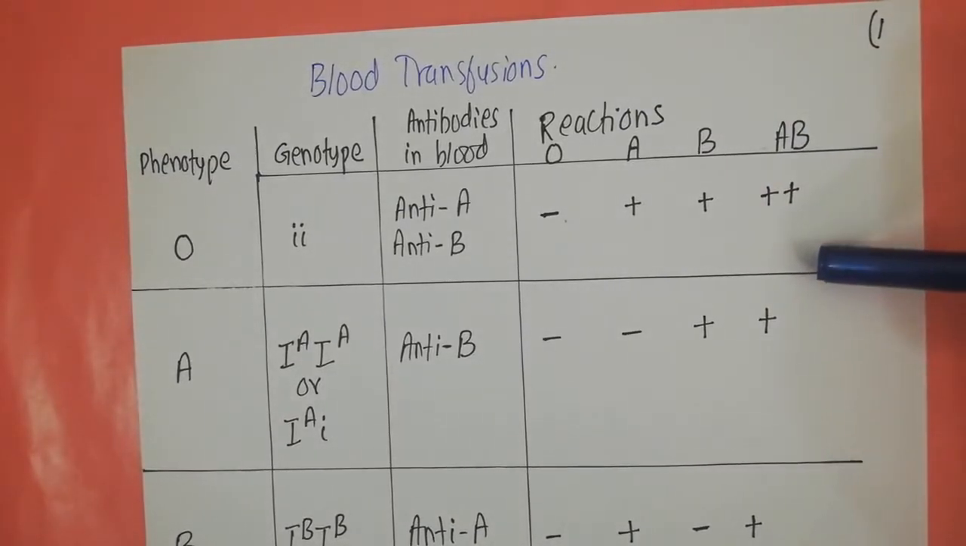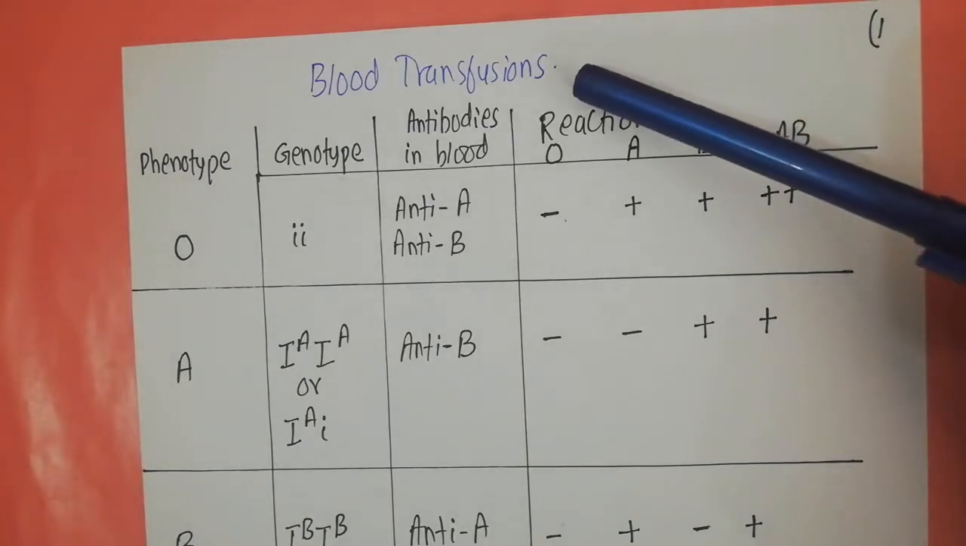Now this video is actually a continuation of the last two lectures where I told you about multiple alleles, and we were taking the ABO blood type as an example of multiple alleles. If you want to know about the basics of multiple alleles in the ABO blood type, you should see those videos and I'll share the link in the description. But this particular video is focusing on blood transfusions.